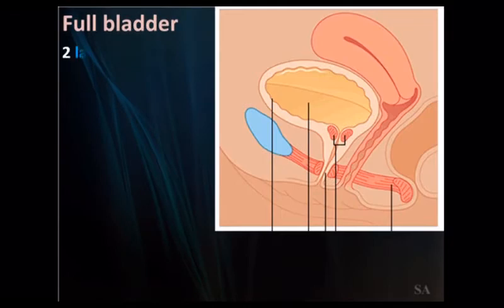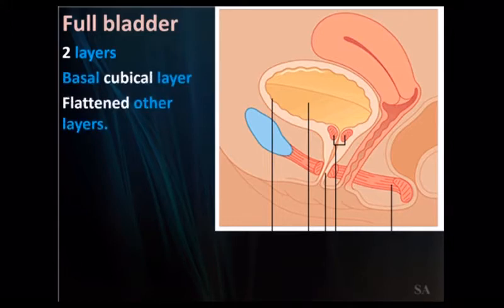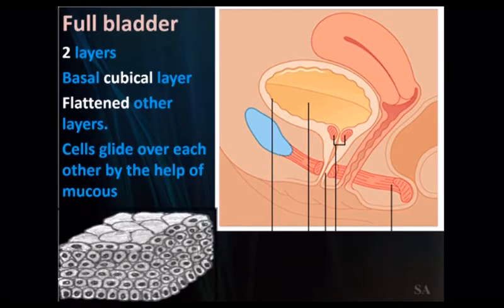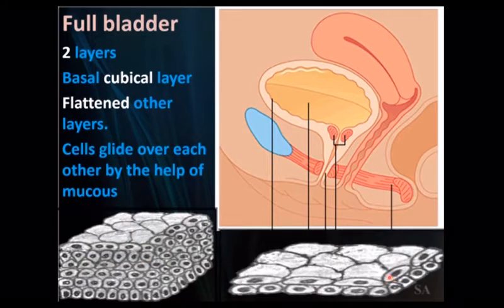What about the full bladder? The full bladder is formed of 2 layers. The basal layer is cubical and the upper layer is flat. This is because the cells glide over each other with the help of mucus. This is the empty bladder, it has many cells, but the full bladder has 2 layers only: basal cuboidal and the upper flat.